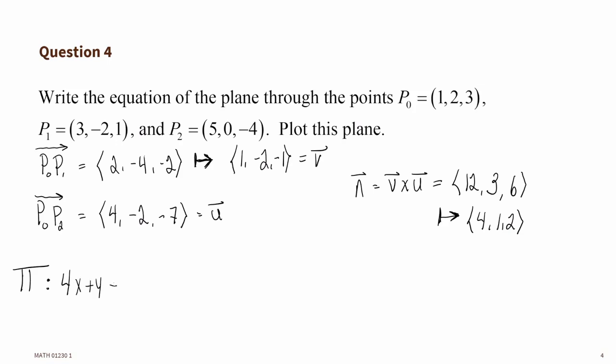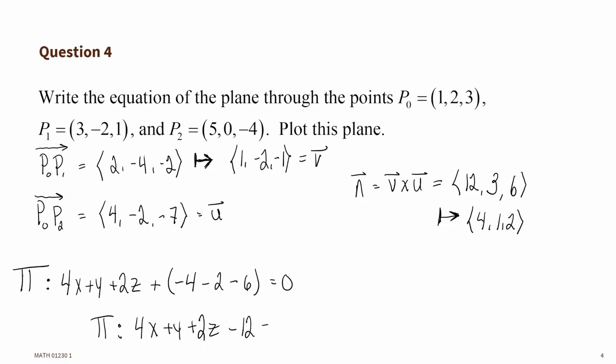For x plus y plus 2z plus d. Negative 4 times 1 minus 1 times 2 minus 2 times 3, looks like it's minus 12 again, equals 0.